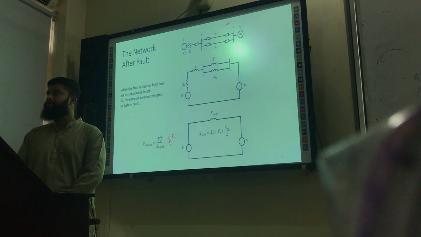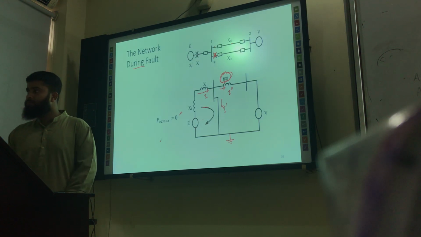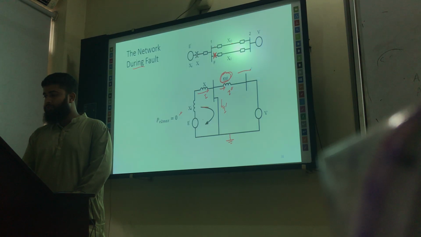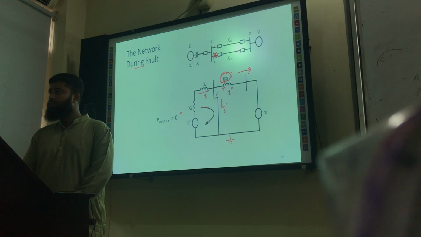Sir, so during the fault, will there be any power drop from the bus? There will be no power flowing to the incoming bus because the incoming bus acts as a source on that bus.